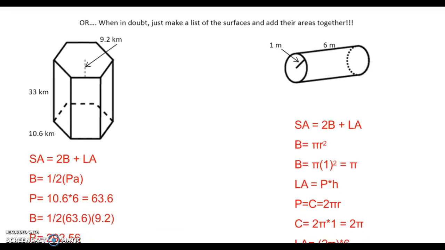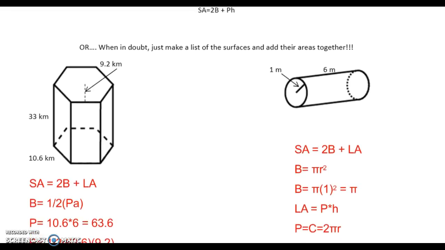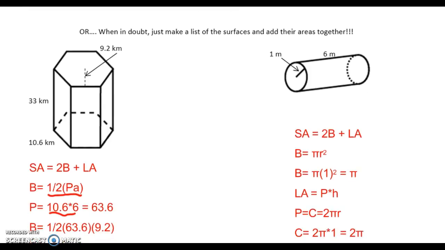So here we have a regular hexagonal prism, and I start with my surface area, which is 2B plus LA. Well, what I need to find first is the area of the base. It's a regular hexagon, so I'm going to use my formula for a regular polygon, which is 1/2 perimeter times apothem. In order to do that, I need the perimeter, and perimeter is just the side length times the number of regular sides. And that's perimeter of the base, by the way. So 10.6 times 6 gets me a perimeter of 63.